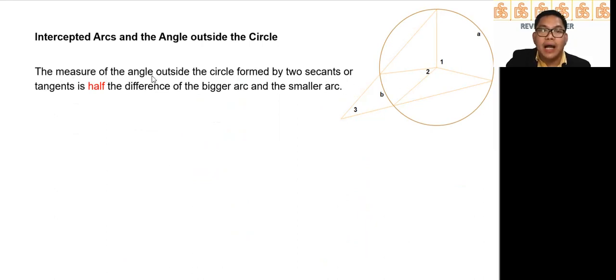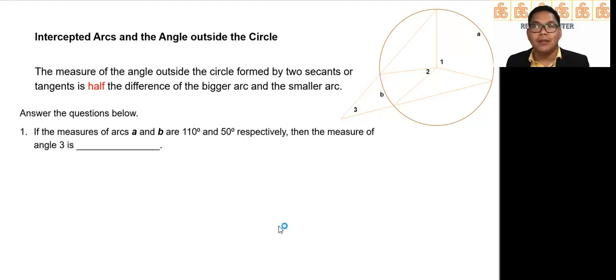The measure of the angle outside the circle formed by two secants or tangents is half the difference of the bigger arc and the smaller arc. Okay? So let's have more examples.